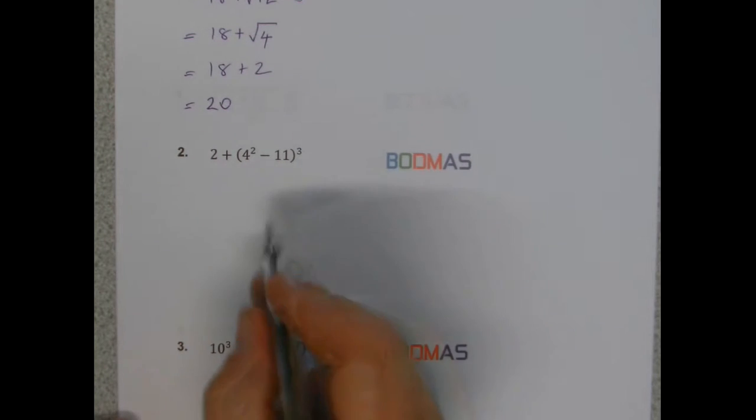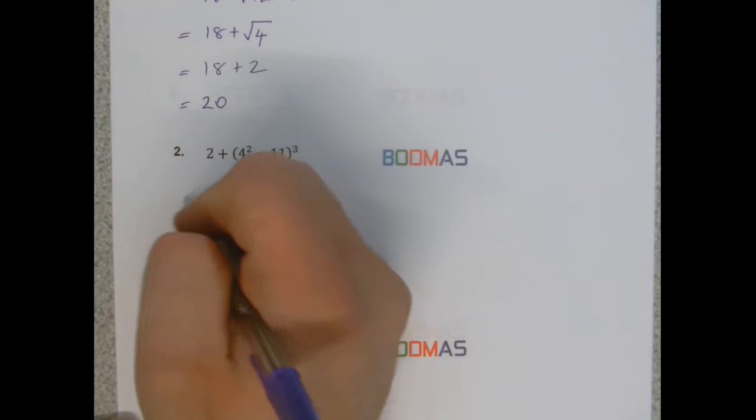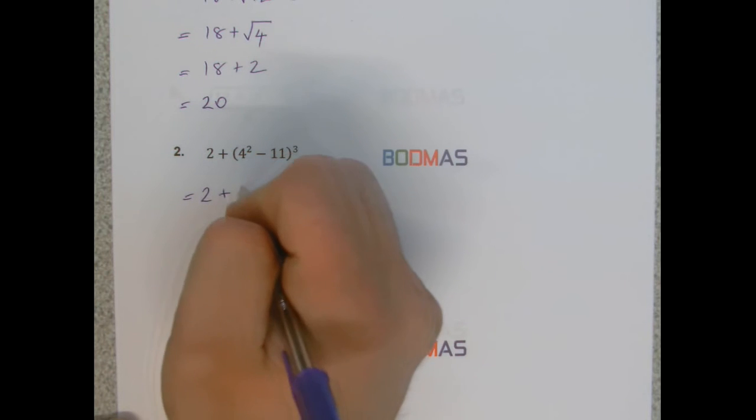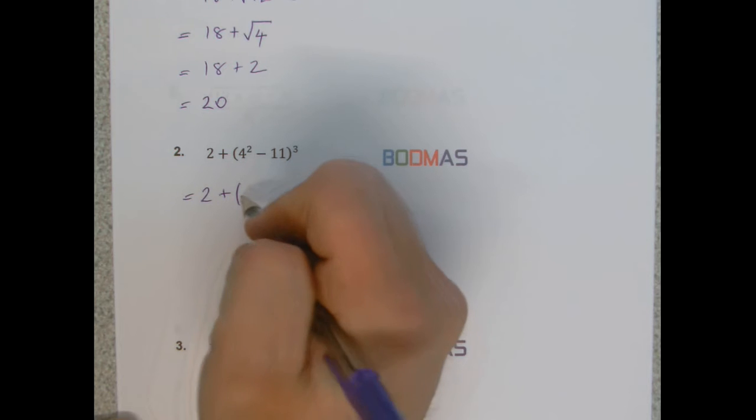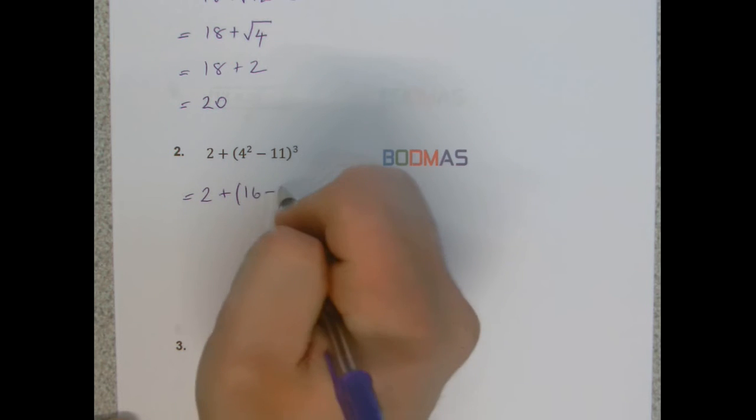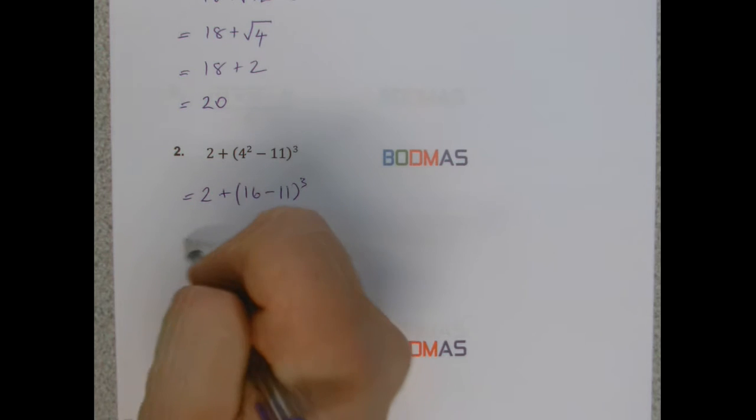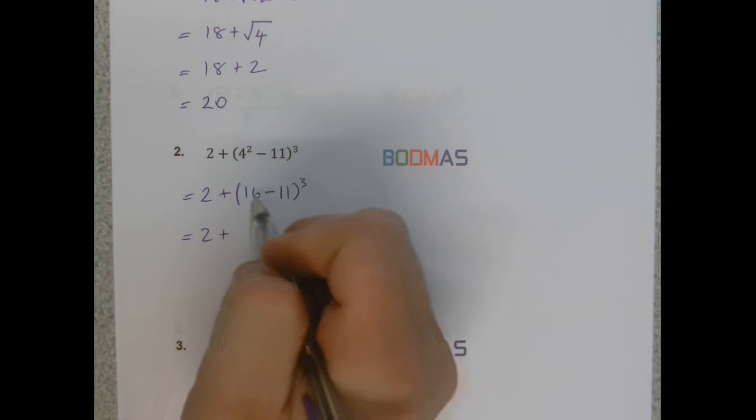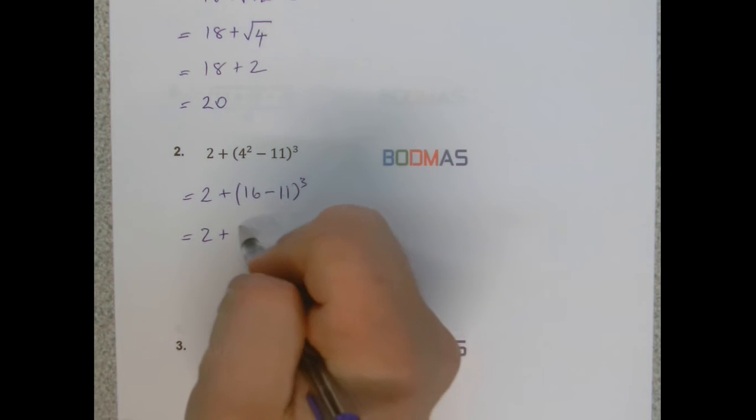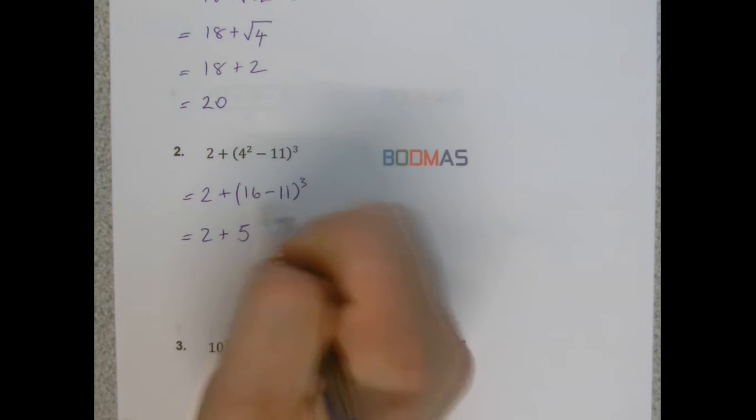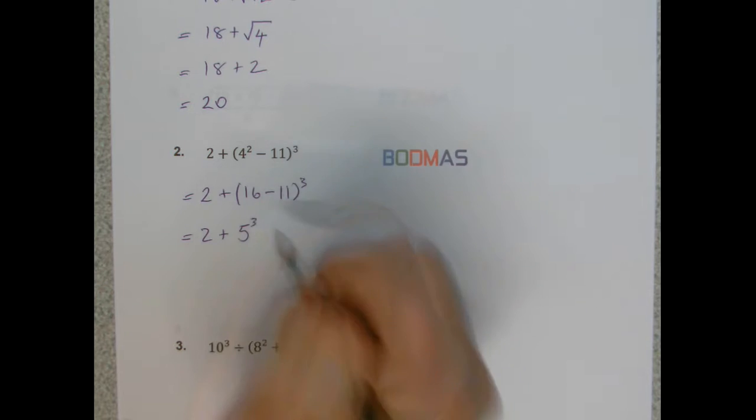Now, again, we've got a bracket which has priority. You need to work out everything in that bracket first. So you've got 4 squared, which is just 4 times 4, so that's 16. Okay, take away then the 11. Then I'm not done with this bracket until I worked out everything completely. 16 take away 11 is 5. Okay, so the bracket goes and it's cubed, right?